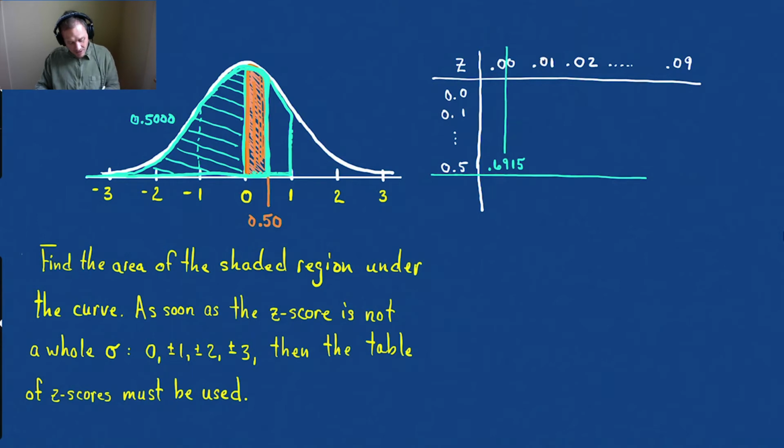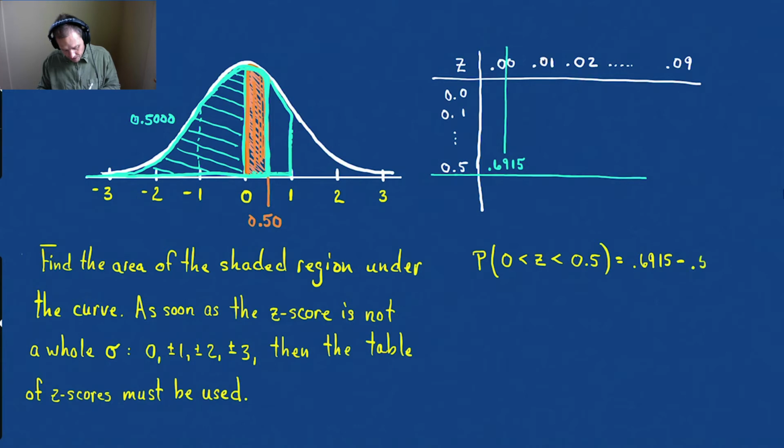So the area under our shaded region from 0 to z equals 0.5 is equal to 0.6915 minus 0.5000. In other words, it's going to be 0.1915. So that would be the area of our orange shaded region. Okay, now let's try this problem again.